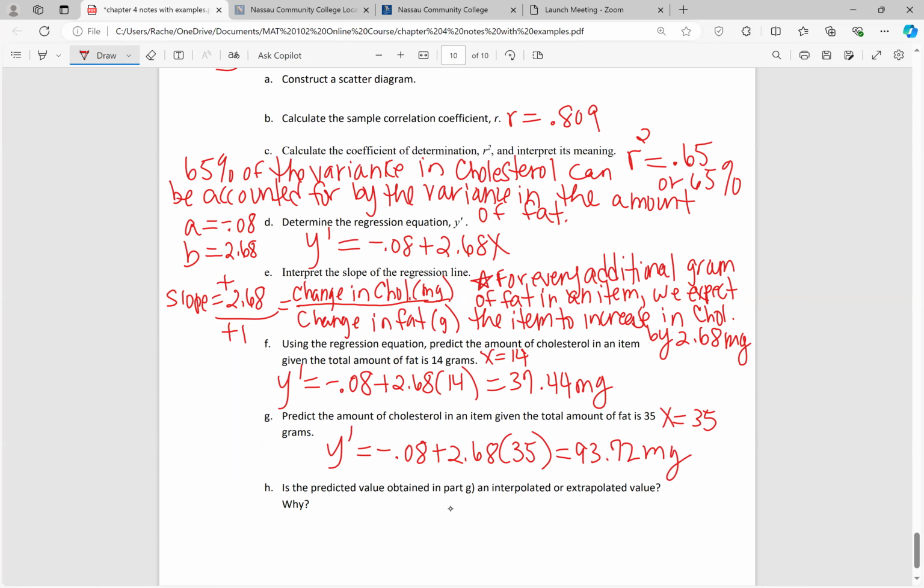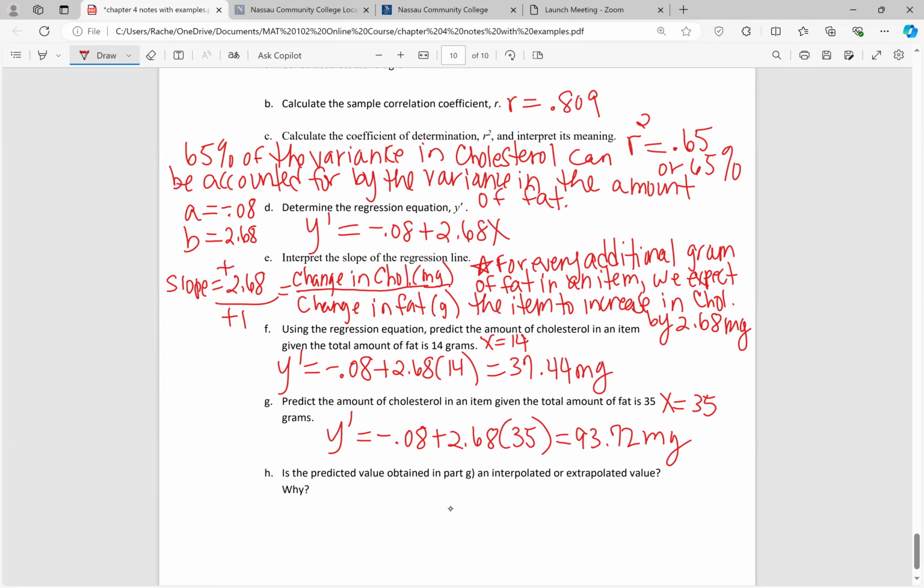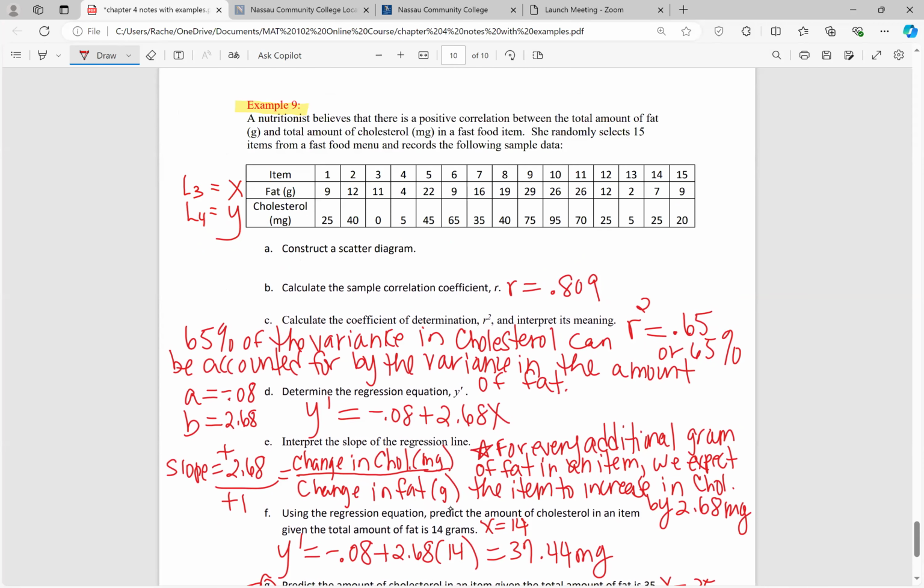So last part of the question, is the predicted value obtained in part G an interpolated or extrapolated value, and why? So let's look at part G. We predicted the amount of cholesterol given the item has 35 grams of fat. So let's go back to the data set. Now, for the items that we studied, what was the fat range? It looks like the lowest fat content is 2. And the highest amount of fat in any item looks like 29. So these items ranged anywhere from 2 to 29 grams of fat, right?